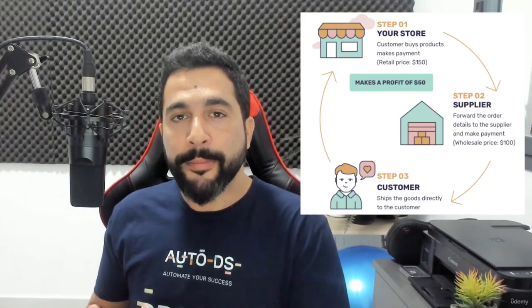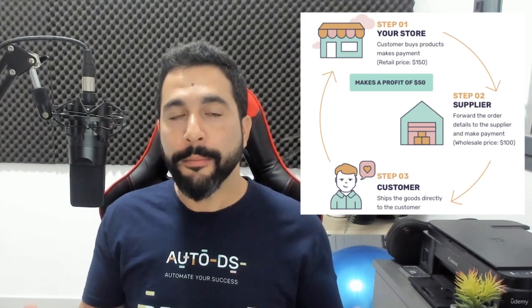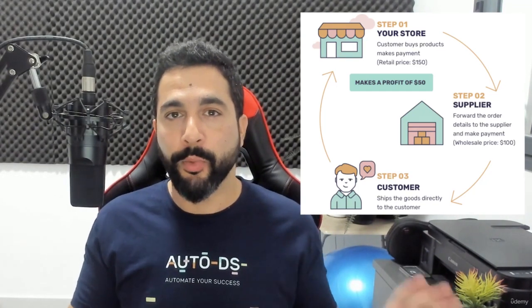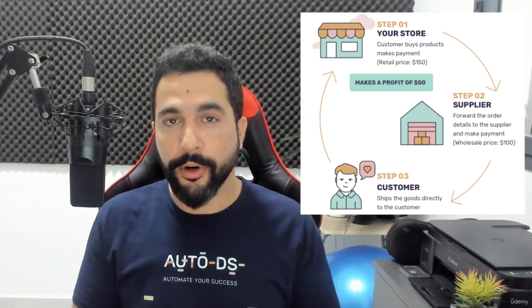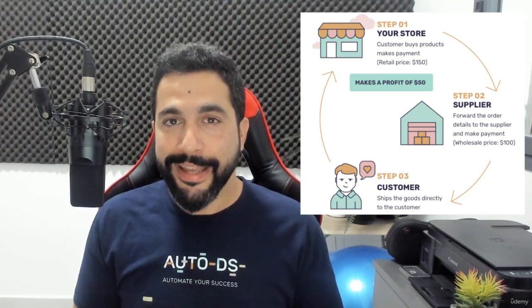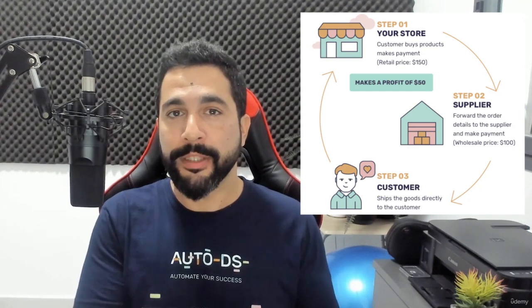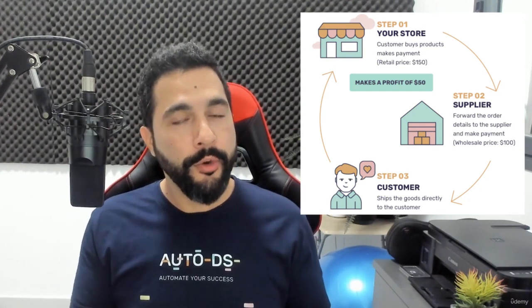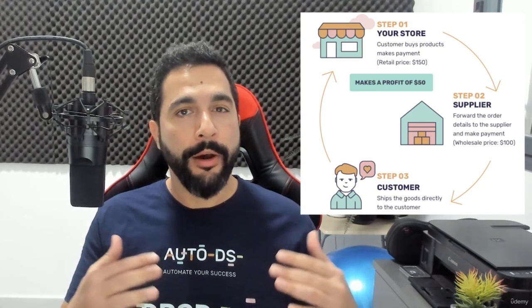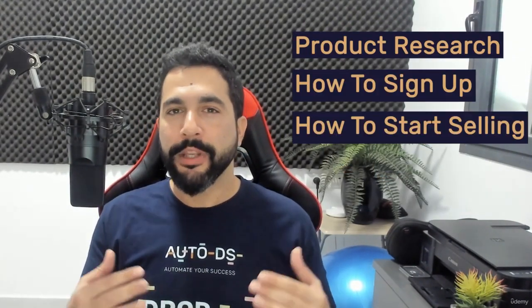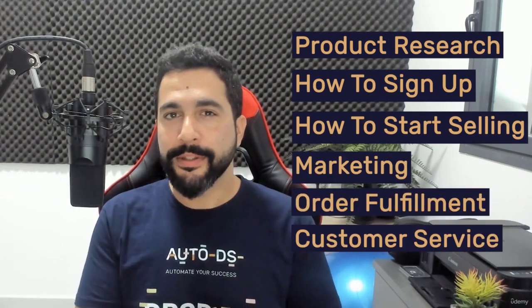So we know that the dropshipping business model means that we're selling products that we have on other suppliers' websites, we're selling them on our stores, and as soon as we make a sale, we simply go to our supplier's website, purchase the product, and ship it directly to our customer. There's a few ways of doing that, and we're going to talk about all of these things along with product research, how to sign up and how to even start selling on eBay, marketing methods, order fulfillment, customer service.